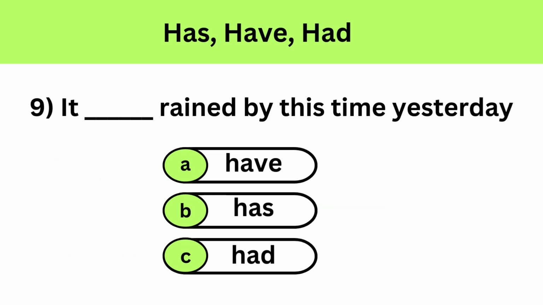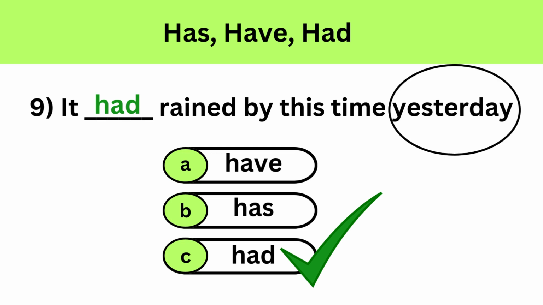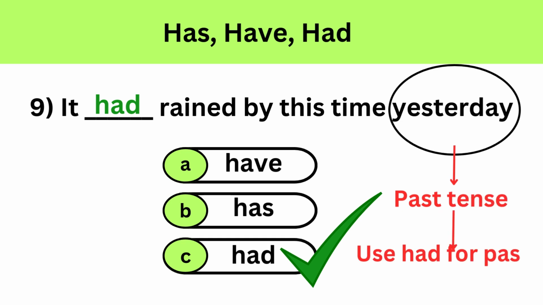Question number 9. It dash rained by this time yesterday. Option C. Had. It had rained by this time yesterday. Since yesterday refers to the past, we use had for past events instead of have or has.